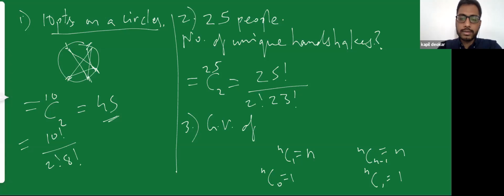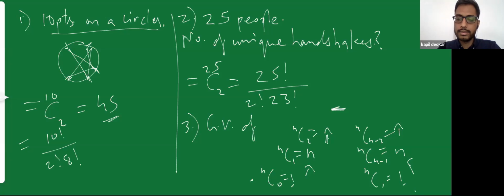Similarly, if you keep on solving, the values of NC2 and NCN minus 2 will be equal, and these values will keep on increasing. Initially it was 1, from 1 it went to n, and if you find other values, it will go on increasing. And where will the highest value lie? The highest value will lie at the center position, because the extreme values are going to be lowest.